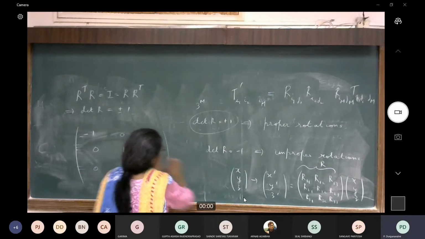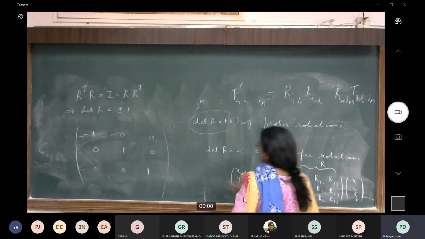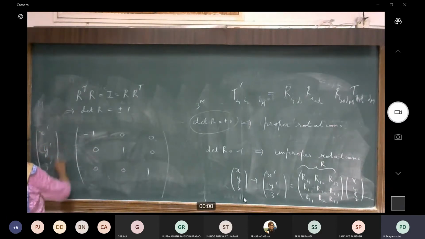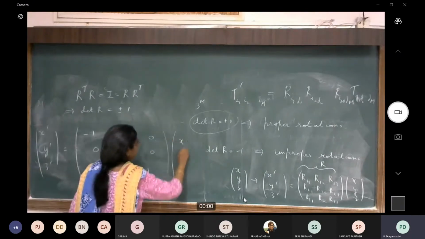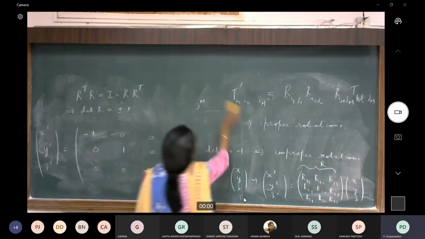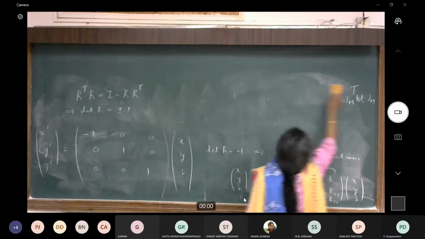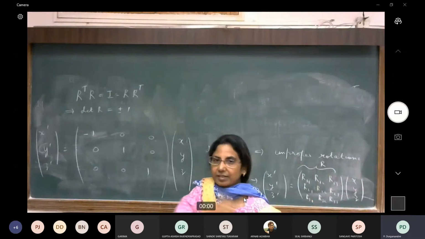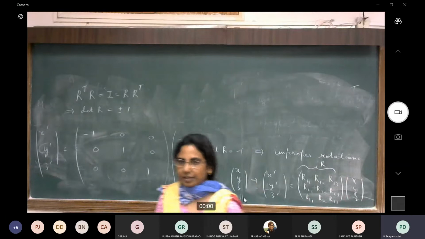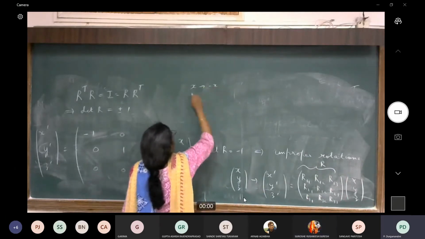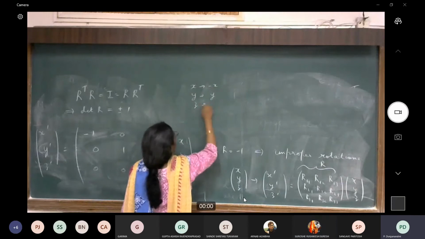But now if you think of R being put here, what is it actually doing? So I'm going to write x prime, y prime, z prime equal to this times x, y, z. So what really are these transformations? Reflecting the x coordinate only. Yes, very good. So it's basically x going to -x, y goes to y, z goes to z.